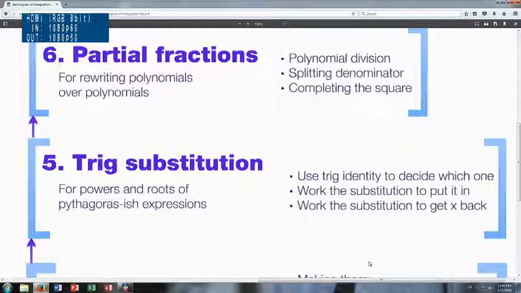I said we should use a trig identity to decide which one, which is what I did. I went, oh, I'll just find the right trig identity that matches my thing under the root most closely, and that's how I'll decide which substitution to do. I did that. Tick. I worked the substitution to put it back in.